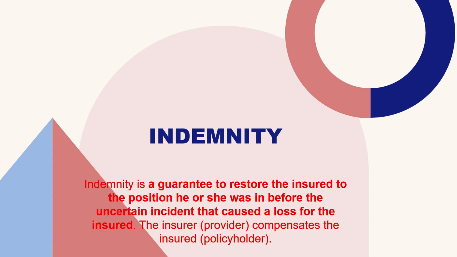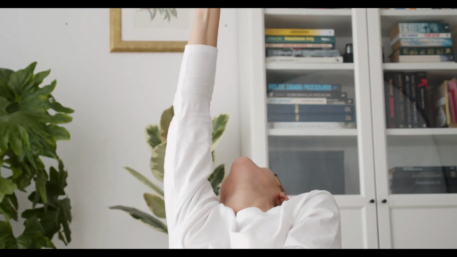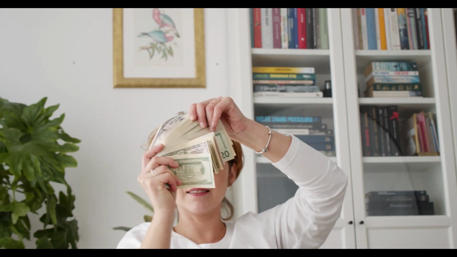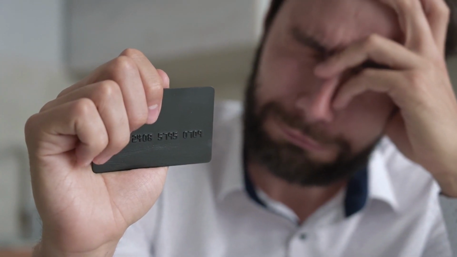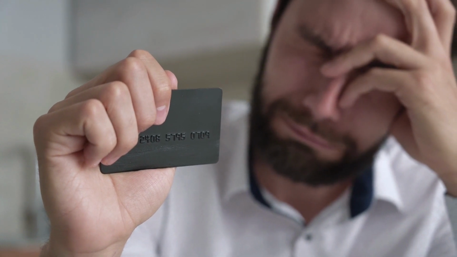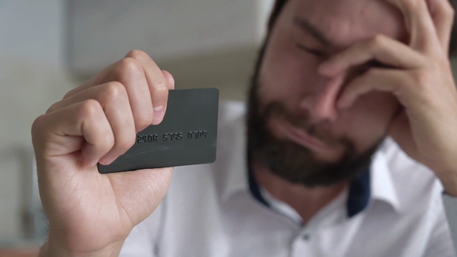Under the principle of indemnity, the insured is not allowed to make a profit from the insurance policy. The aim of the indemnity principle is to put the insured back in the same financial position they were in before the loss occurred. The insurer's obligation is limited to the amount of the loss or damage incurred, and it should not exceed the amount of the policy.